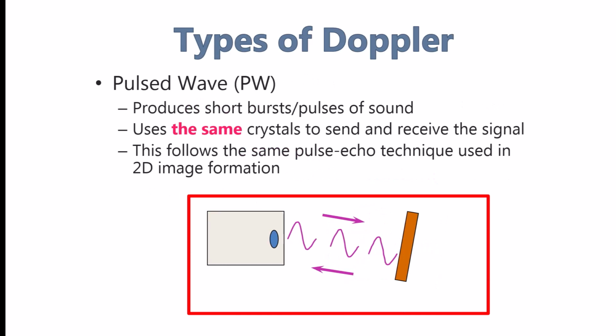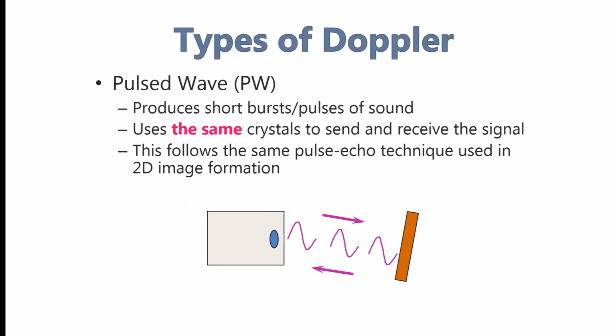The pulsed wave Doppler produces short bursts or pulses of sound. It uses the same crystals to send and receive the signal. This allows the same pulse echo technique that is used in 2D image formation.